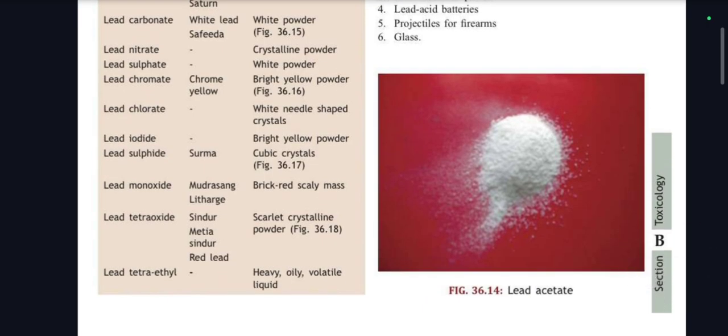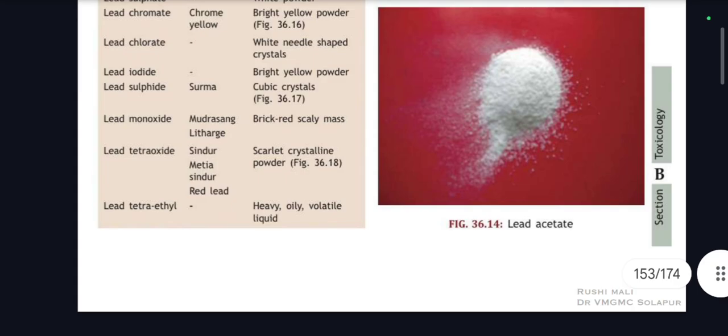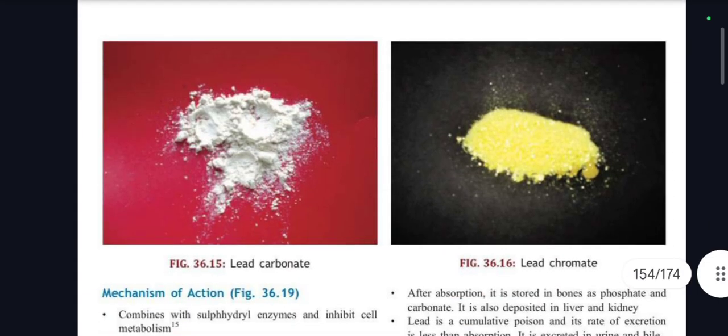Lead sulfide has cubic crystals. Lead monoxide is a brick red scaly mass. Lead tetroxide is a scarlet crystalline powder. And lead tetraethyl is a heavy oily volatile liquid. I just read this for the sake of revision, but you don't need to memorize this much. Just remember the examples of toxic compounds: lead acetate, lead carbonate, lead nitrate, lead sulfate. This is lead acetate, this is lead carbonate, and we have lead chromate, which is yellow in color.